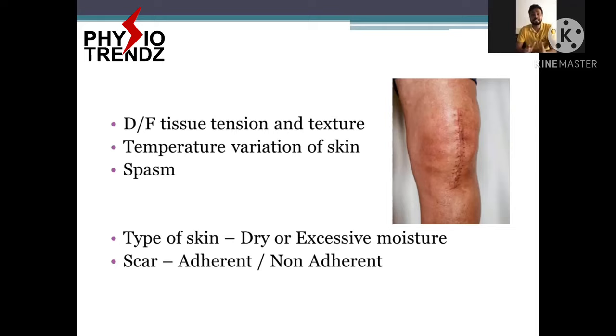Then scar, whether it is adherent or non-adherent. As you can see here, I have given one picture of total knee replacement surgery. In that, you will see there is a scar of sutures present. So once you put an index finger or thumb over the scar and try to move the scar, and if it is moving over the underlying soft tissues, it is called a non-adherent scar. And if it is moving along with the underlying soft tissues and it is difficult to move, then it is an adherent scar. So this scar matters a lot when it comes to bringing back the range of motion. If it is a non-adherent scar, range of motion can be brought back very easily. And if it is adherent, first we have to work on the scar and then later on we can work on the range of motion.